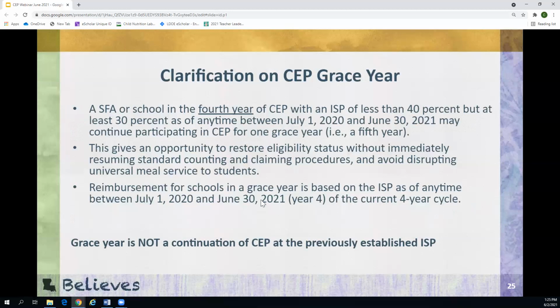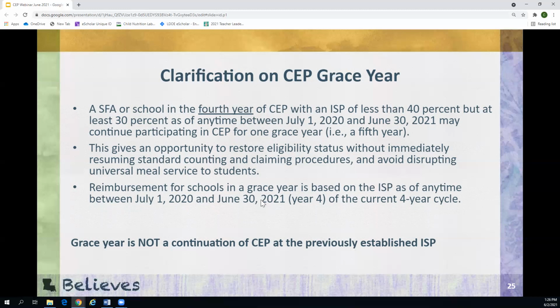We also have had a lot of questions about grace year. So what exactly is a CEP grace year? Normally CEP operates on a 4-year cycle. At the end of that 4 years, if the school system has an ISP of over 40%, then they can reelect CEP for another 4 years.